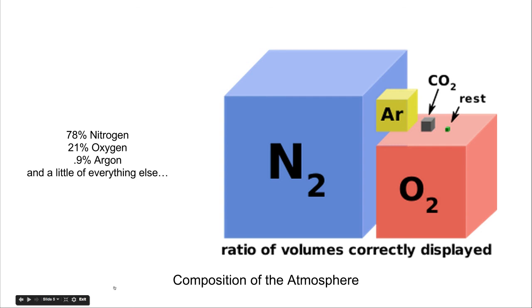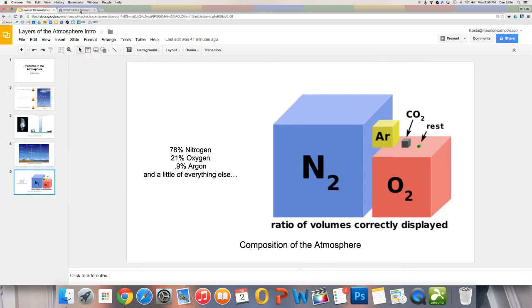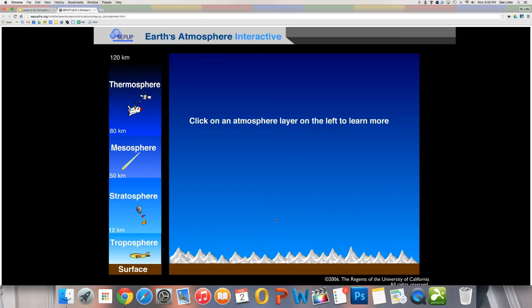I want to introduce a brief thing here for you. If we take a look at this interactive atmosphere, I want to go through these key patterns one more time, because you're going to be utilizing the same data set to investigate some of the properties of the atmosphere. So let's start off down here near the surface. I'm going to click the troposphere. That is the layer that's closest to us.